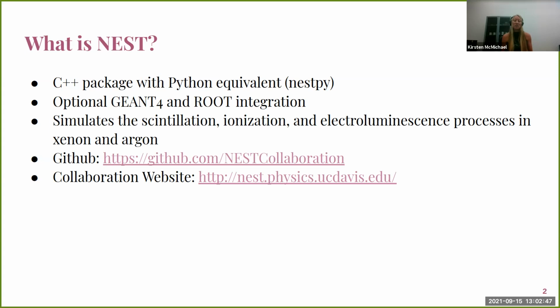At its core, it is a C++ package with a Python equivalent that has been named NestPy. It has optional Geant4 and ROOT integration, and it simulates the scintillation, ionization, and electroluminescence processes in xenon and argon. It is openly available on GitHub, and I have linked in my presentation where you can download it. And for comparison plots or to just learn more about the collaboration, I've also linked our collaboration website.